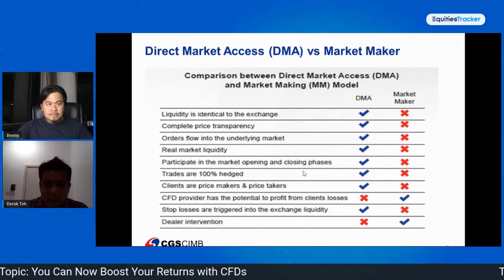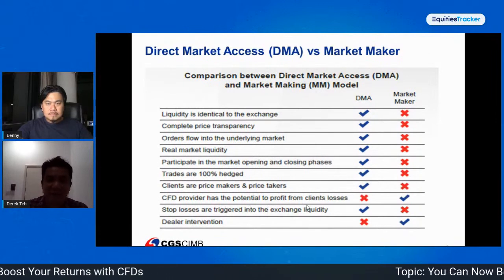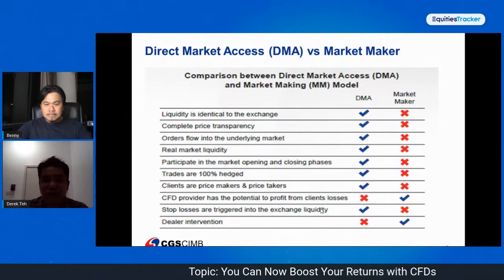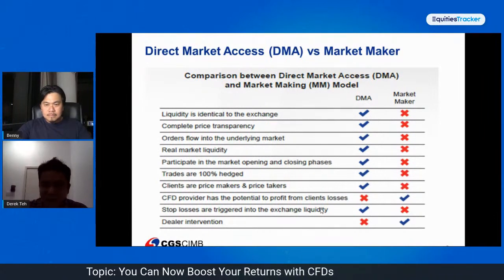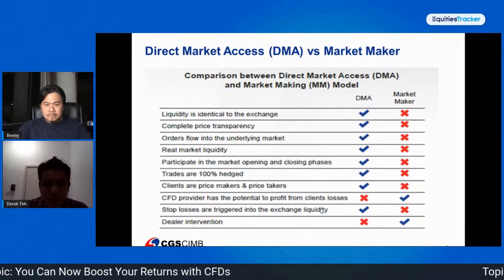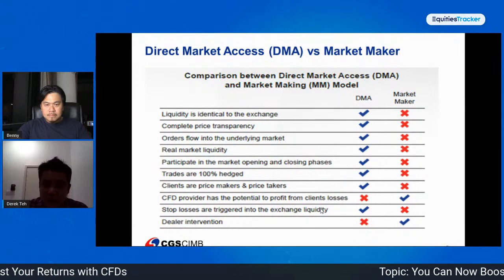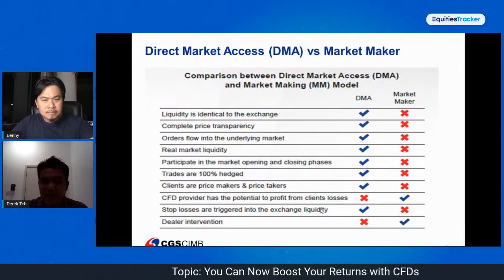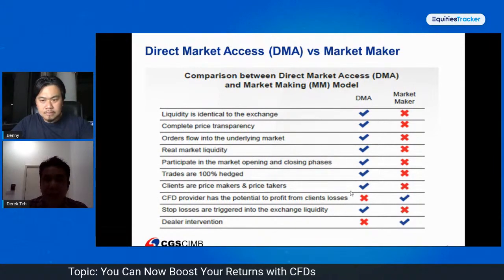And this is about stop losses. I think those who have traded before will ask about this question. So I can assure you that client stop losses are triggered into the exchange liquidity, and there is no dealer intervention under the DMA model.